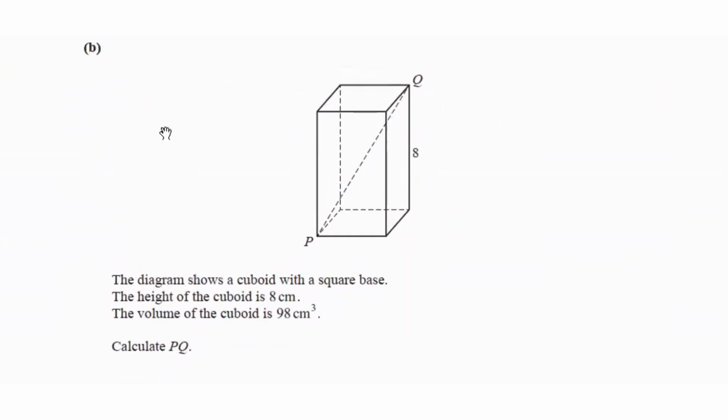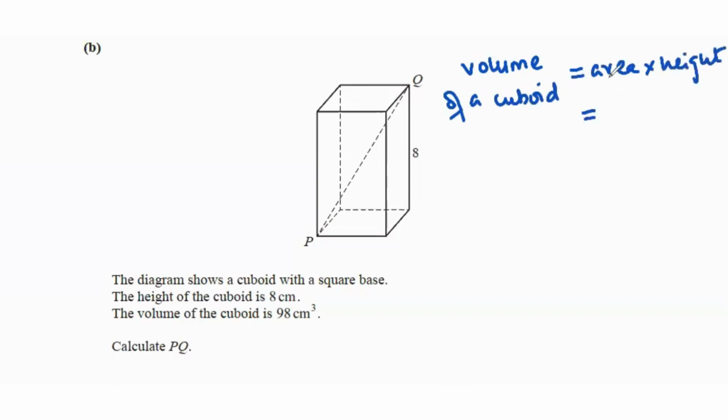The diagram shows a cuboid with square base. The height of the cuboid is 8 centimeter and the volume of the cuboid is 98 centimeter cube. Calculate PQ. Since we know that it's a square base, volume of a cuboid is your area times height. Again, same thing that we did in the previous part. So area is a square base, so x square, I'm going to call these x, times 8, and that equals 98. So 98 divided by 8 is x square.